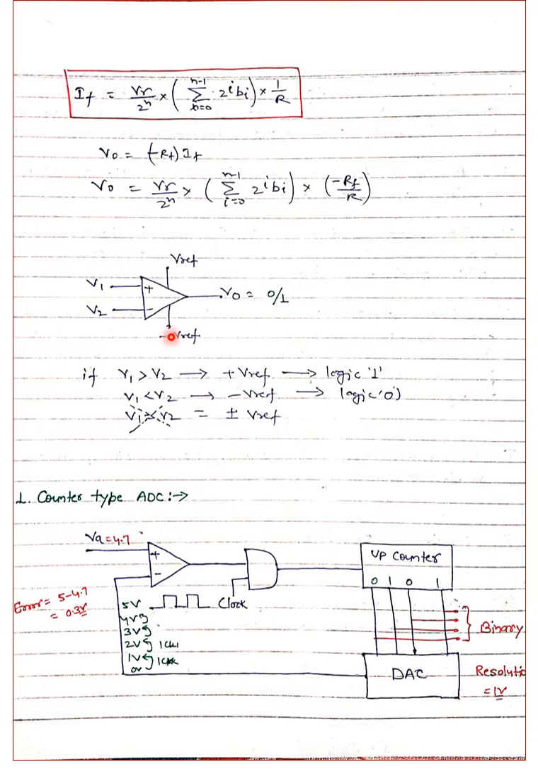Then it depends upon the construction or the noise at the input. According to that, the output fluctuates between plus and minus V reference. So before going to the counter type ADC, we have to keep in mind the behavior of a comparator operational amplifier.